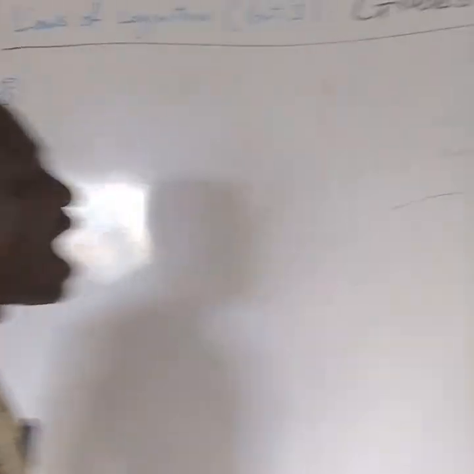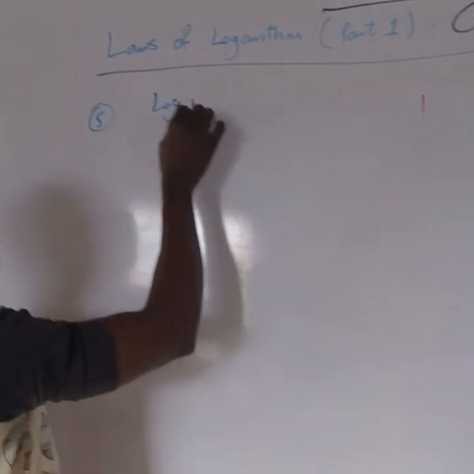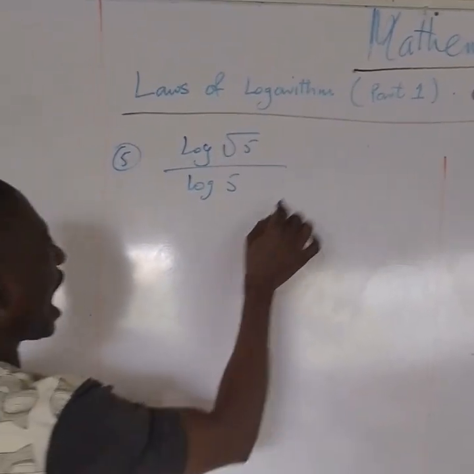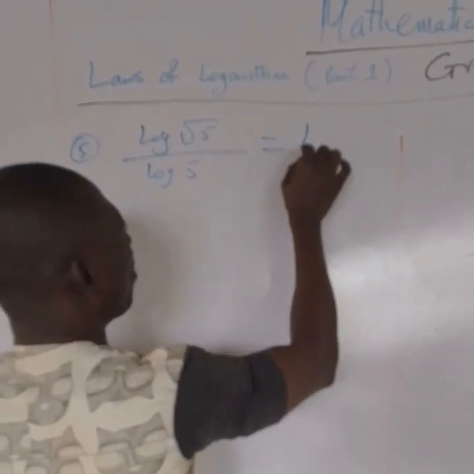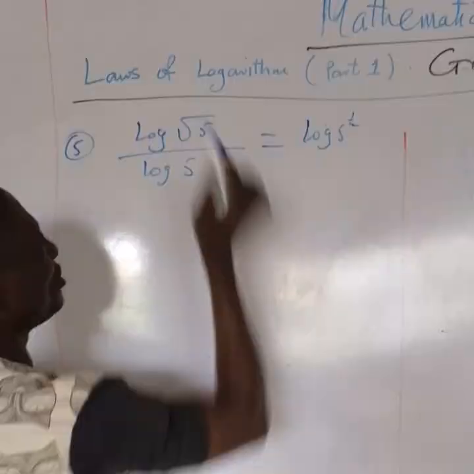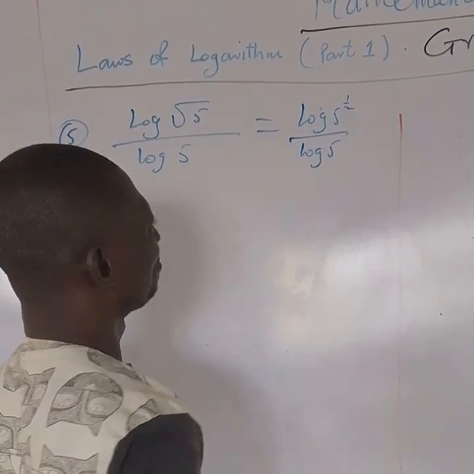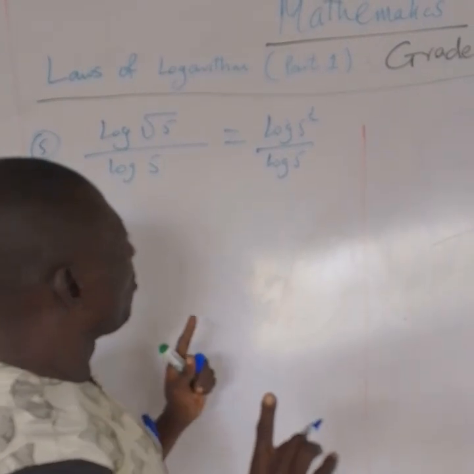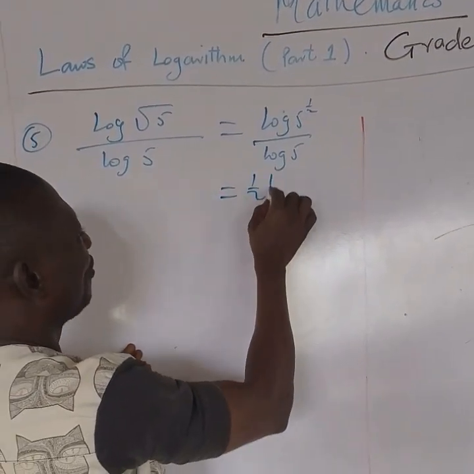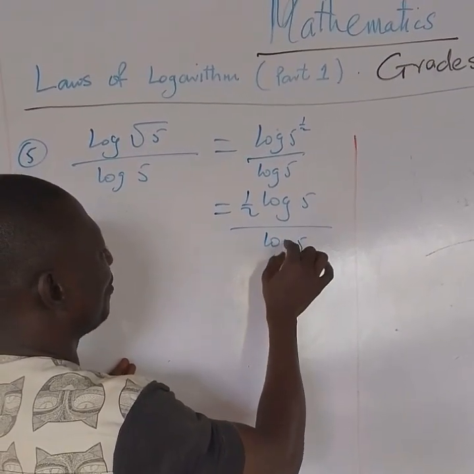What we have here has square root. And so we have it as log root 5 over log 5. And this can be expressed as log 5 raised to the power 1 over 2. I hope you remember, raised to the power, just like log indices, all over log 5. Yes. From the law we established before, we can bring half log 5 over log 5.